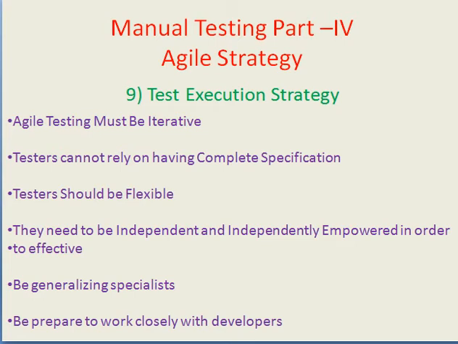Then the next section can be the test execution strategy. Here you can give certain guidelines as to what principles or guidelines the testers should follow while executing the tests. I'm not going to go through each and every one of them, but we can see a few. Agile testing must be iterative. That is the very nature of Agile. Testers cannot rely on having complete specification, because specification can be revised at any time. Testers should be flexible, and they need to be independent and empowered in order to be effective.